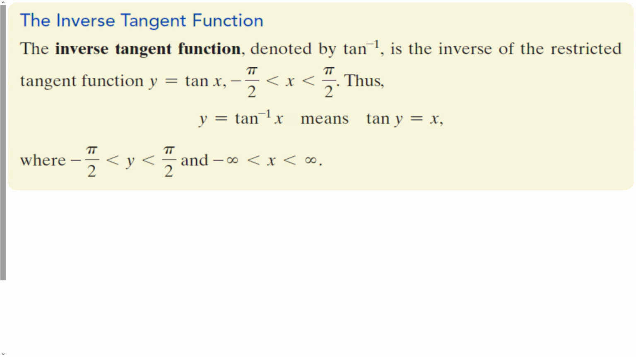Okay. So again, same notation, inverse tangent is the inverse of the restricted tangent function from negative pi over 2 to positive pi over 2. Same definition, that if y is equal to the inverse tangent of x, it means that the tangent of y is equal to x. But basically I'm just taking the tangent of both sides, and the tangent and the inverse tangent undo each other, usually.